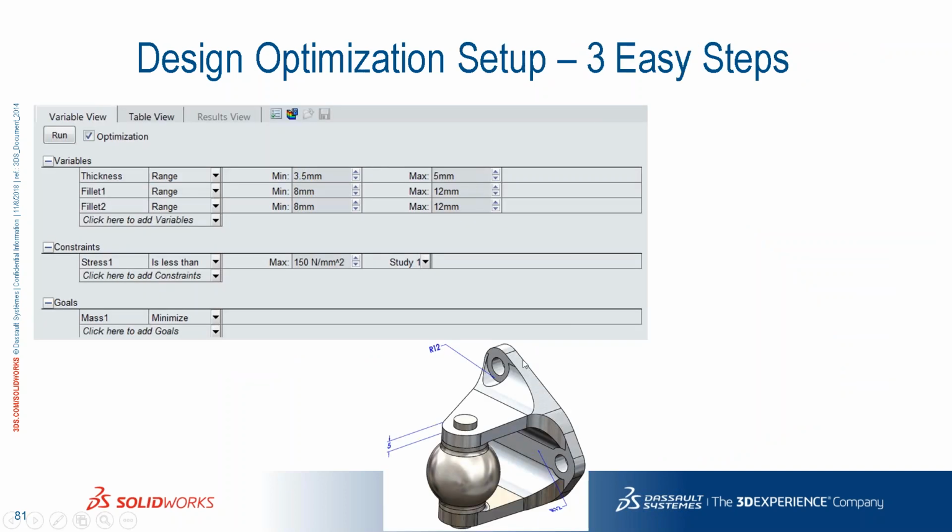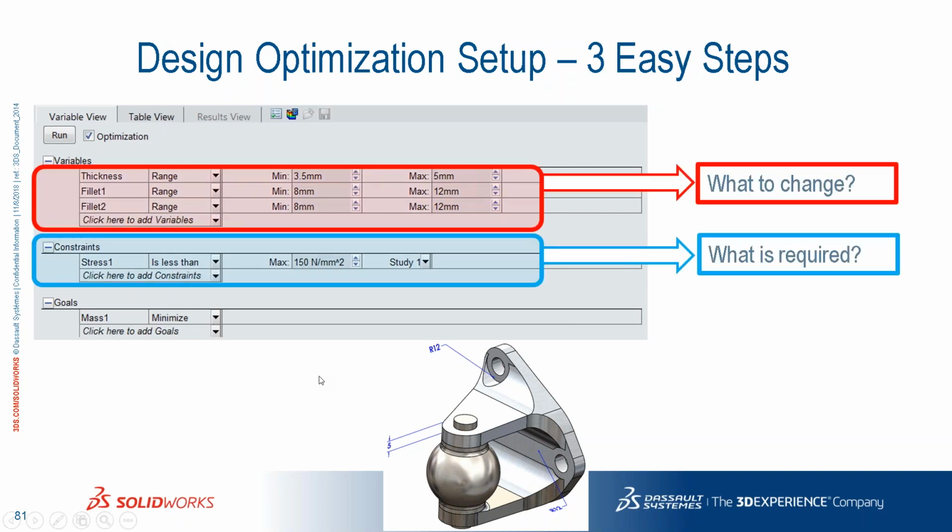So this is the table that defines the conditions. As you see, we are changing the 12 millimeters, the 5 millimeters thickness, and we have two fillets which are 12 millimeters radius. And we are using just a range. As you see, the thickness is from 3.5 to 5, and the fillets are from 8 to 12. I don't define any number of steps. They will be figured out by the software. And then there is a limit, which is 150 megapascal stress.